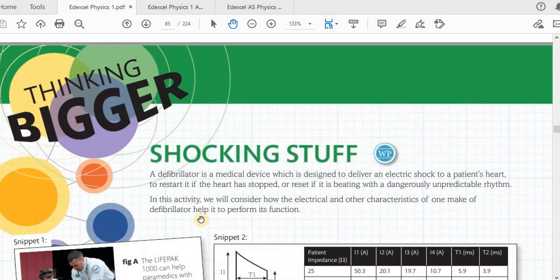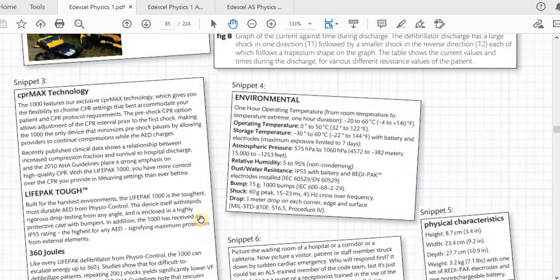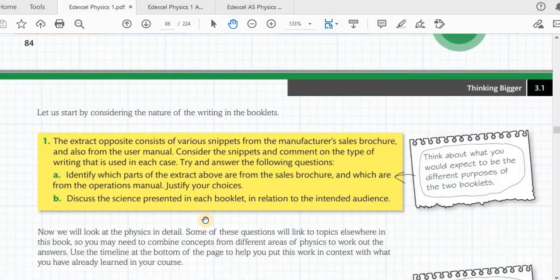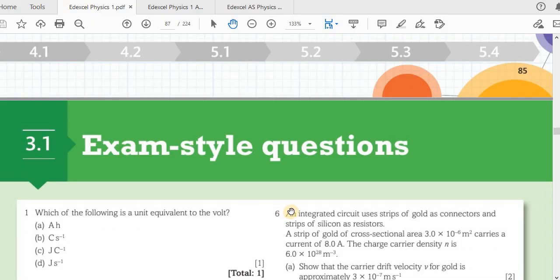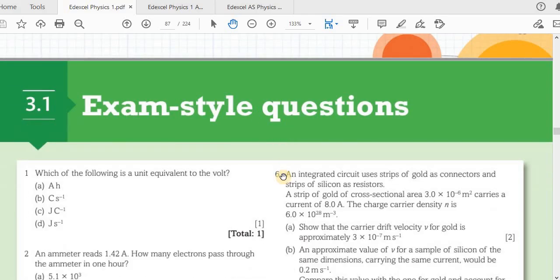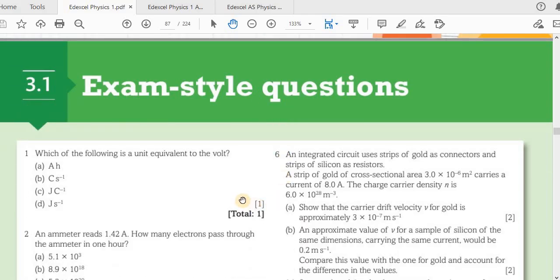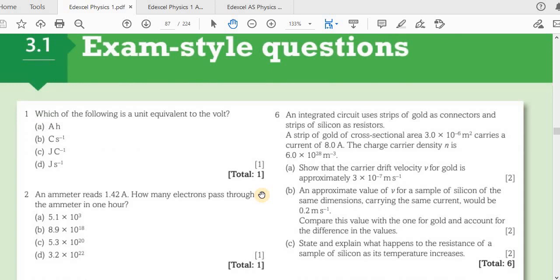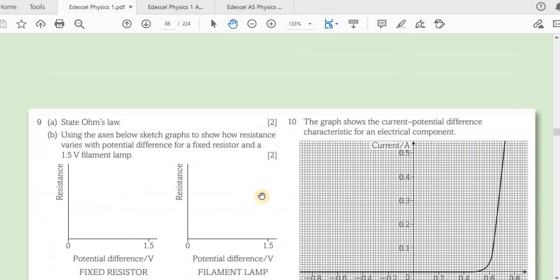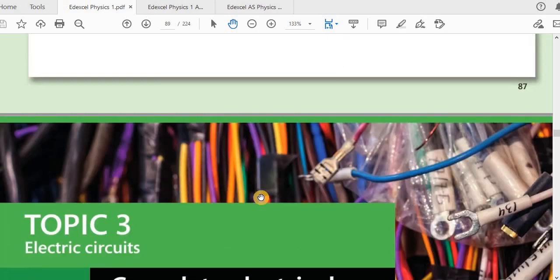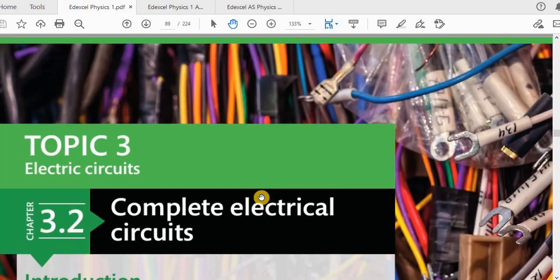Okay, so that's the end of chapter 3.1. Make sure you answer all these questions over here, as well as the questions which are spread out through the chapter, and answer these exam style questions or end of chapter questions. Check all the solutions to your answers in the answer script. And next we will see chapter 3.2.